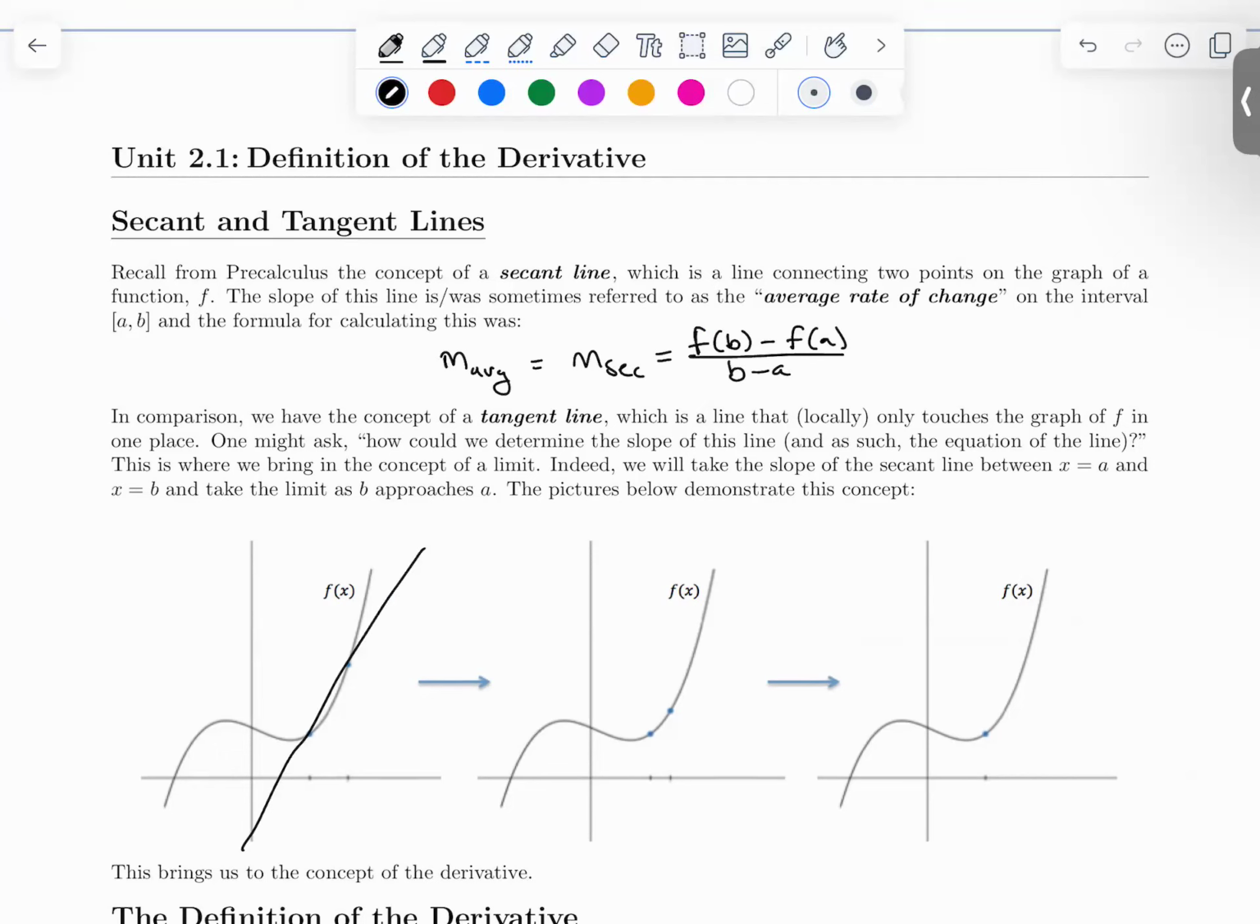But well, I mean, you can't. No, I'm sorry. I'm so sorry. I feel terrible. But that's what we call a secant line.